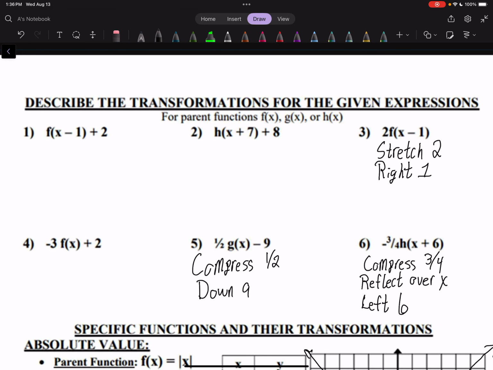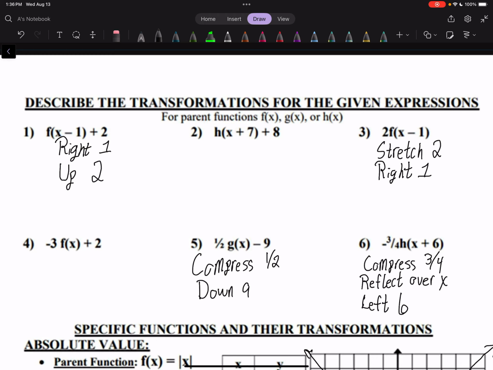Describe the transformations for the given expressions. By Math 4, you should very easily be able to transform a function. You should also be able to describe the transformation. So for number 1, x minus 1, this is moving it to the right 1 unit. Remember, inside of the f of x, it goes the opposite direction of what you would think. So -1 is to the right 1. All right, the plus 2 on the outside means it's going to be going up 2 units.